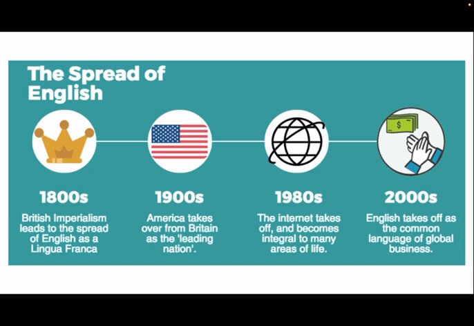In the 1980s, the internet takes off and becomes integral to many areas of life. And it's important to note that English was the language of the internet. Pretty much everything that was on the internet was published in English, and there also weren't translation services available like we have now, they didn't exist then.